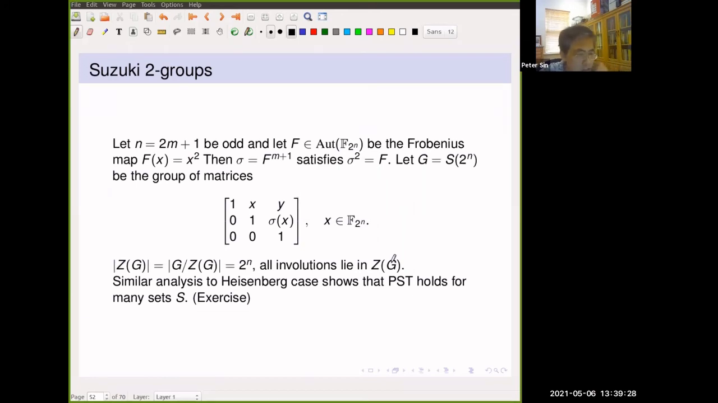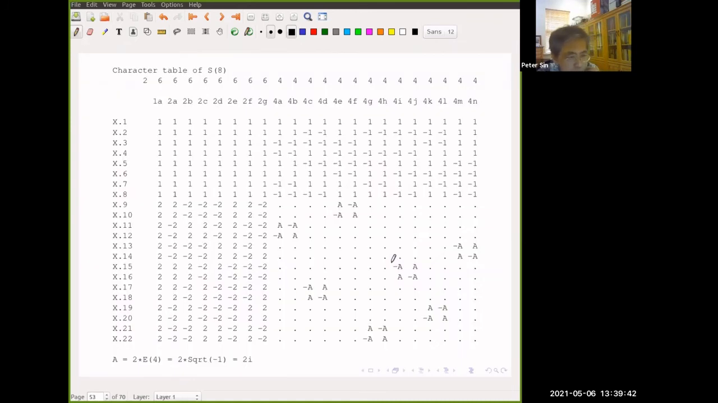I leave this as an exercise because if you do this exercise, you'll probably quickly learn how to find perfect state transfer in groups by inspecting character tables. So this is the character table of that group. And you can see it looks very similar to the character table that we had for Heisenberg groups. Okay, we have these characters supported on the center. Well, they're not quite supported on the center because there are these elements here where the value is 2i and minus 2i, 2i and minus 2i.